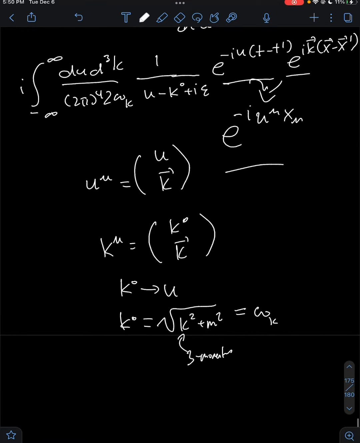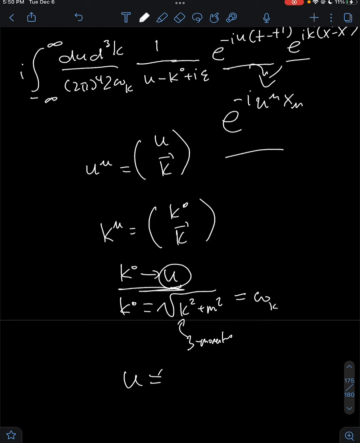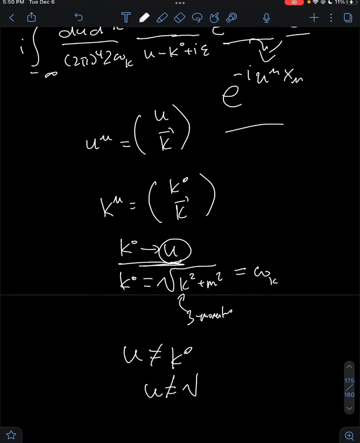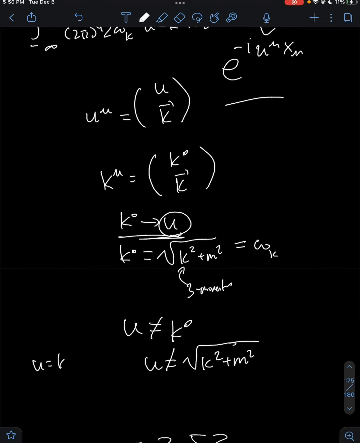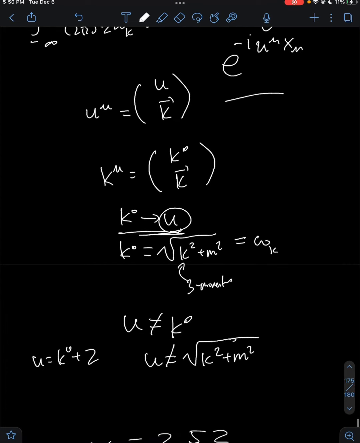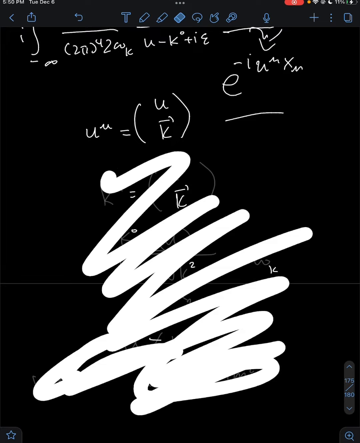So we are going to replace this k naught variable with that u. But u is not going to be equal to the square root of k squared plus m squared, okay? Because remember that u is k naught plus z, and z could literally be anything, right? Where it's integrated over minus infinity to infinity. Let me just actually show you what I'm doing.